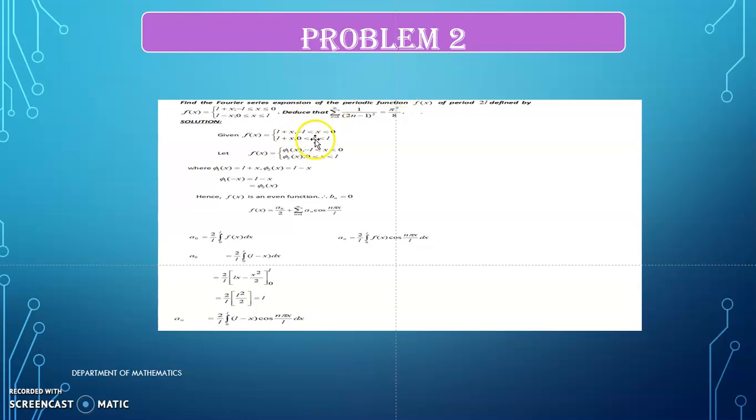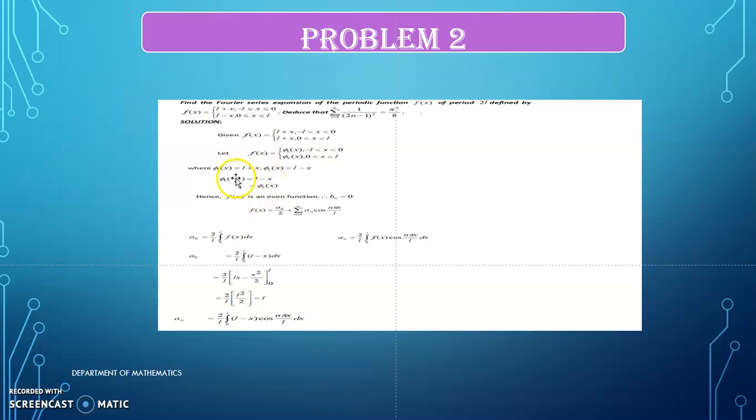Now we have to consider the given f of x as phi 1 of x and phi 2 of x, since both functions are given. If you replace x by minus x in phi 1 of x and you get phi 2 of x, then the function is an even function. If you take the negative outside and get phi 1 of x, then it is an odd function. If neither happens for the given f of x, then it is neither even nor odd.